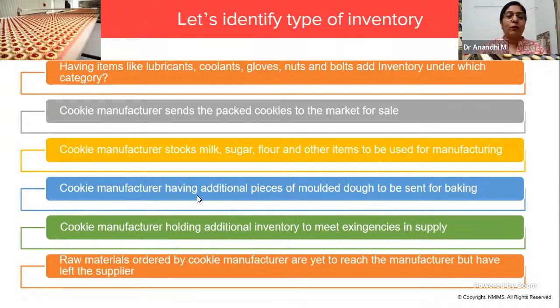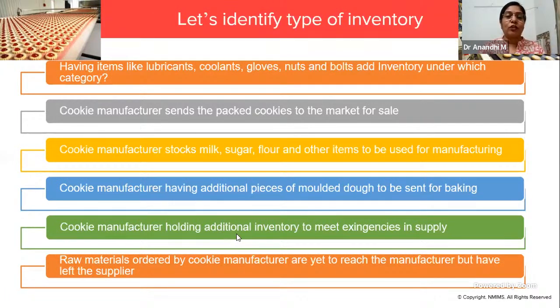Fourth one, a cookie manufacturer having additional pieces of molded dough to be sent for baking. Additional pieces of molded dough. So is it MRO? No, it is work in progress. Is it safety stock, right? That is extra inventory. That is a safety stock, and that is a work in progress. Broadly, if you want to categorize, that is work in progress inventory. Correct. It is kept as a safety stock, additional stock, right?